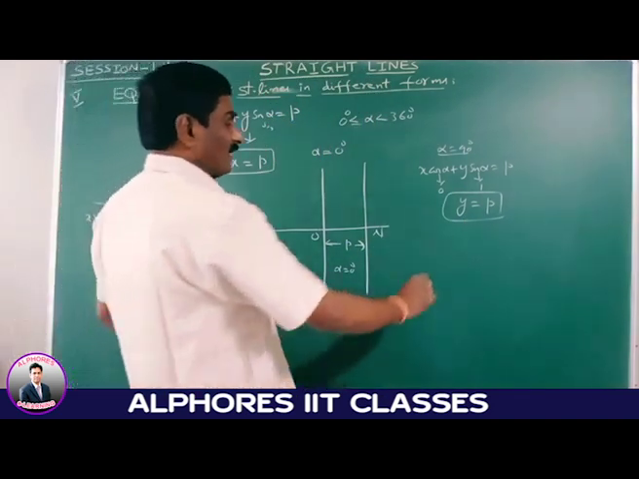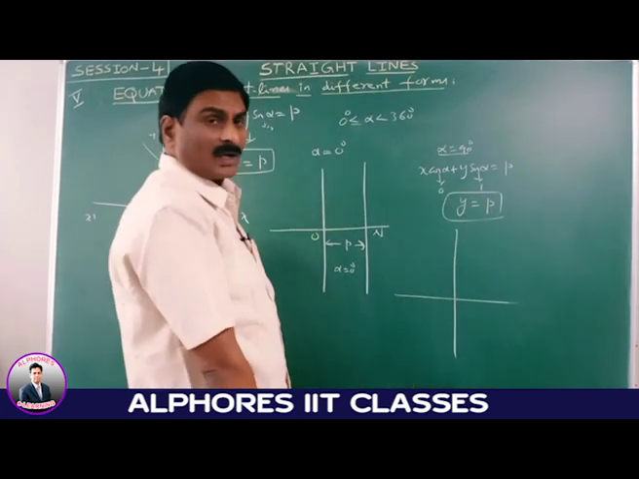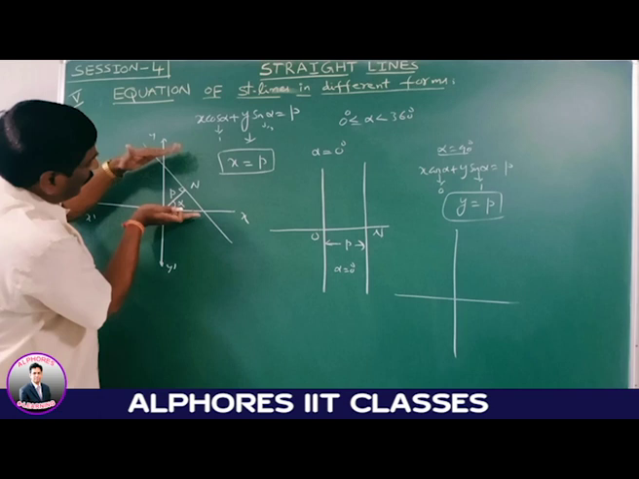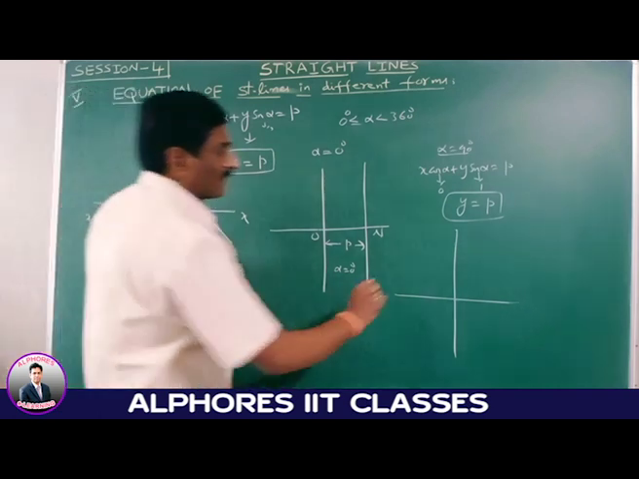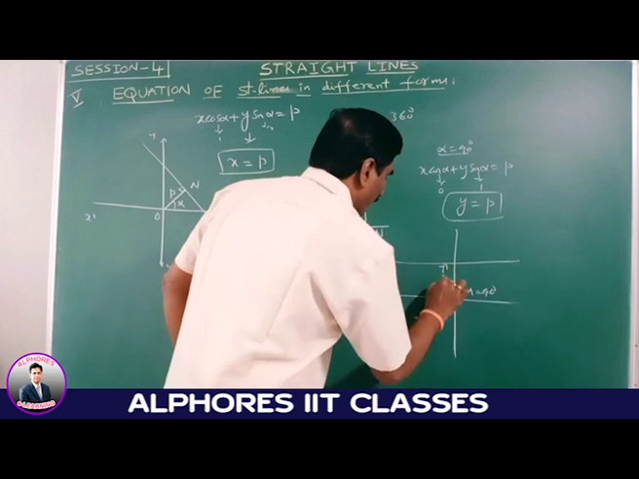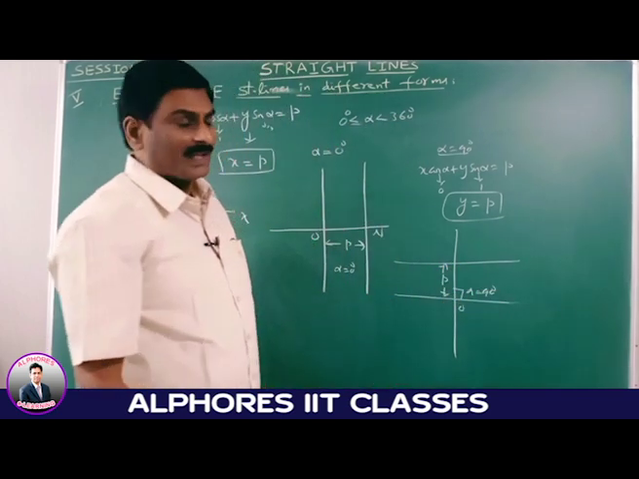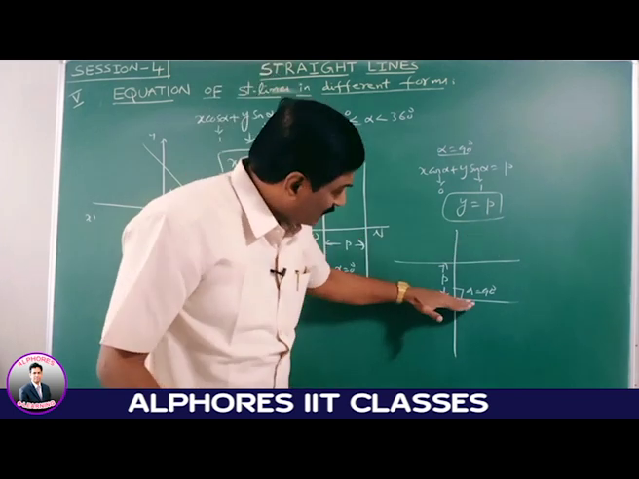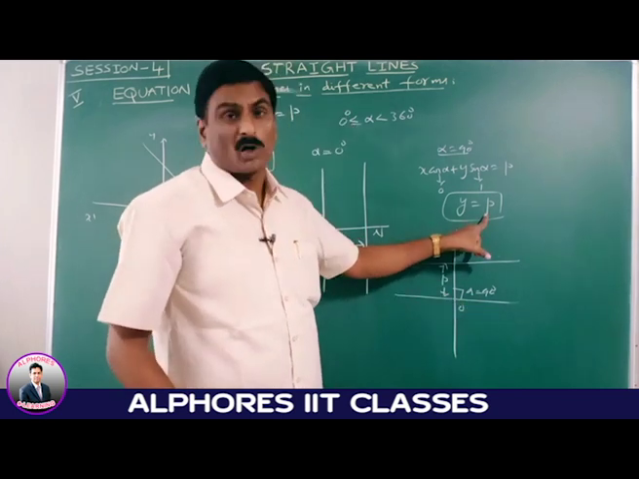In this case, the graph is in this way. Suppose the angle alpha is equal to 90 degrees, the line rotates in this way. That means the line is in this way. The angle alpha is equal to 90 degrees here. It is the perpendicular distance p from the origin. In this case, the equation of the line is y is equal to p. The line cuts the positive y-axis since p is positive.